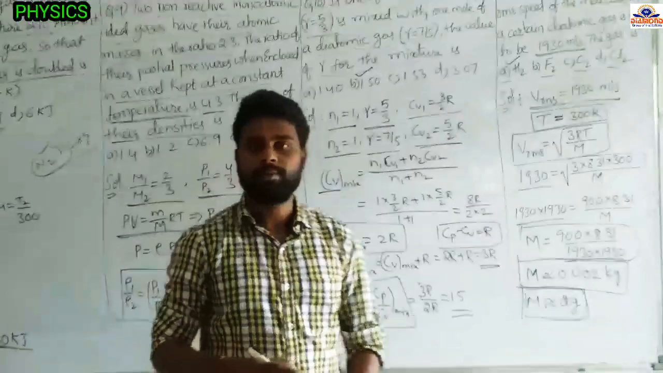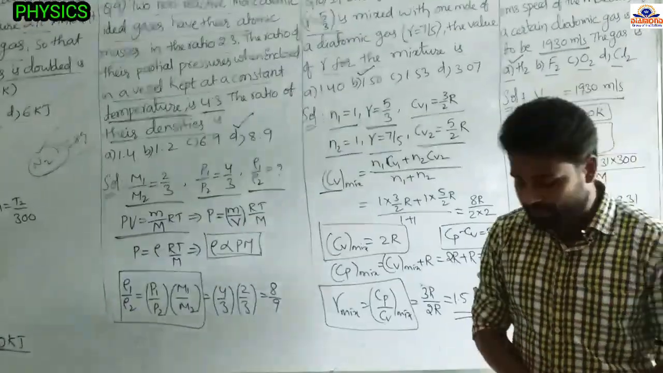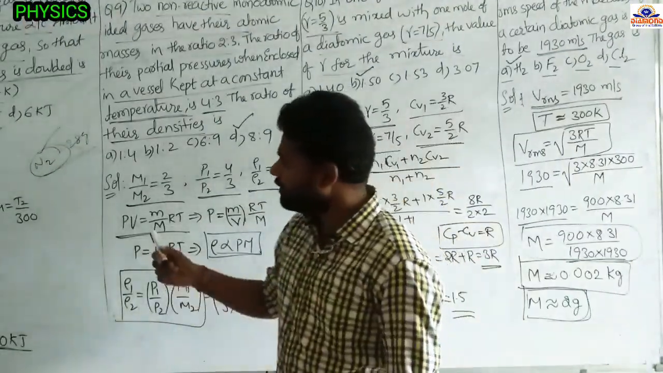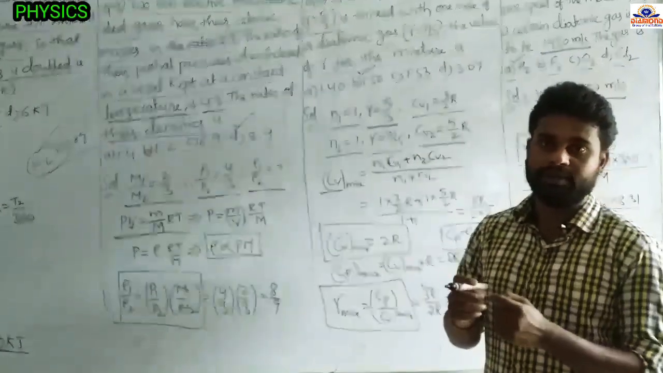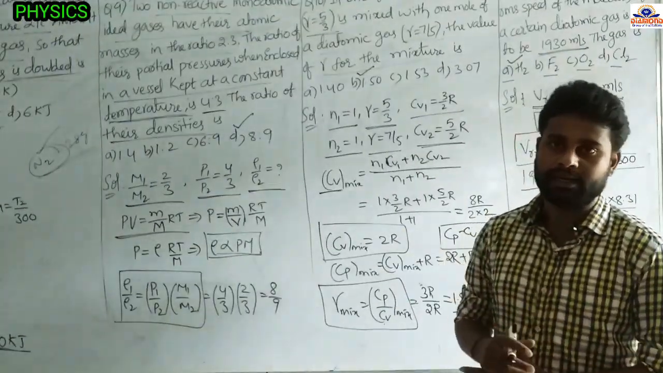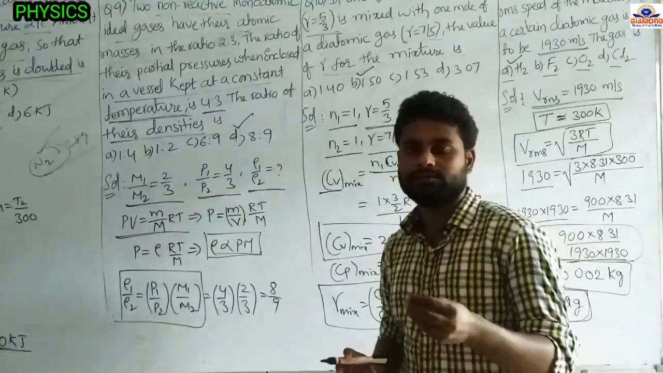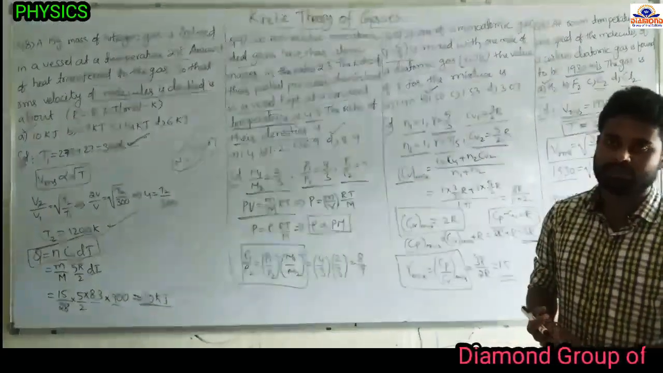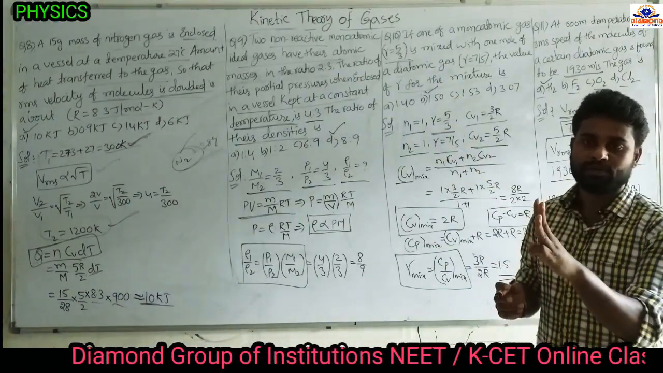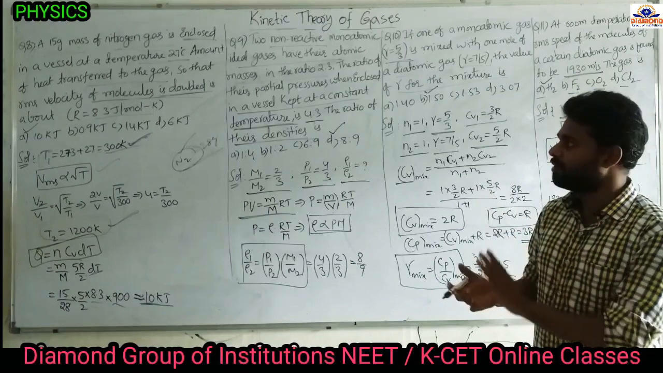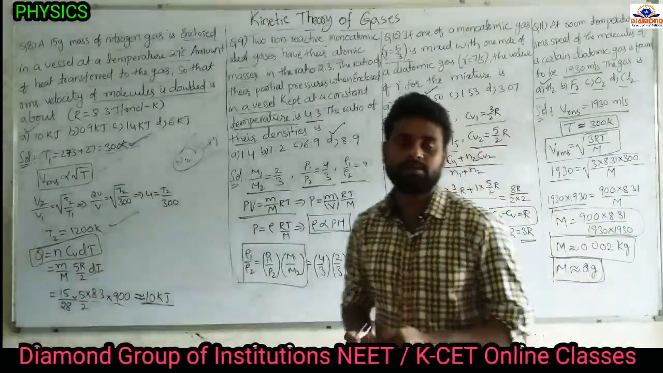In this way solve the problems. Whatever questions we discussed here are all previous year's mains questions. In the mains only they are asking this much, so we can expect very easy questions in the NEET exam. In all these problems we used only 3 or 4 formulas. Maximum of this kinetic theory of gas is based on 3 or 4 formulas only. So remember those formulas and practice the problems, and you can easily get 4 marks. Okay, thank you.